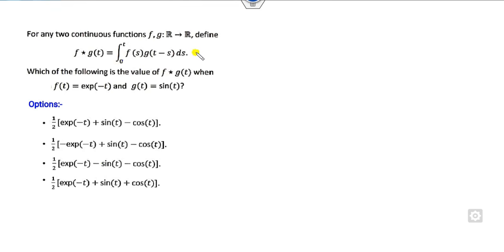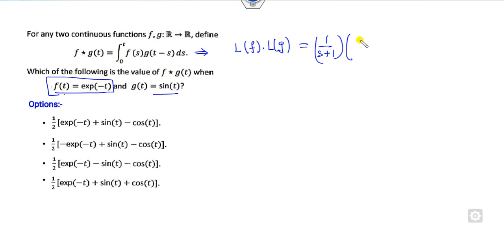Again, it's from 0 to t. If I take the Laplace transformation, it will give you the Laplace of f into Laplace of g. f is given here. So what is the Laplace of f? 1 over s plus 1. What is the Laplace of the sine? It is 1 over s square plus 1. Now we can take the options and check their answers.